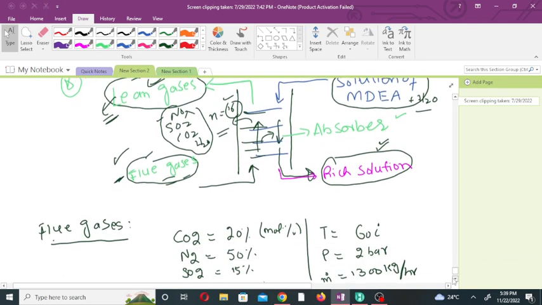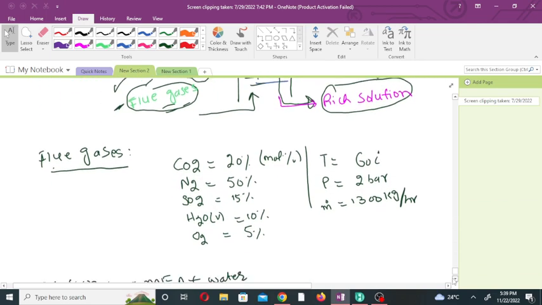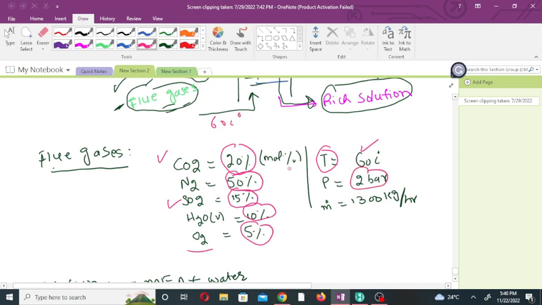Now the property of the flue gases. In this example, we burn coal in a thermal power plant and we produce flue gases. The mole percent of carbon dioxide in the flue gas is 20%, nitrogen is 50%, 15% sulfur dioxide gas, 10% water vapor, and 5% oxygen. The temperature of the flue gases is 60 degrees centigrade, the pressure is 2 bar, and the mass flow rate is 1300 kilogram per hour.